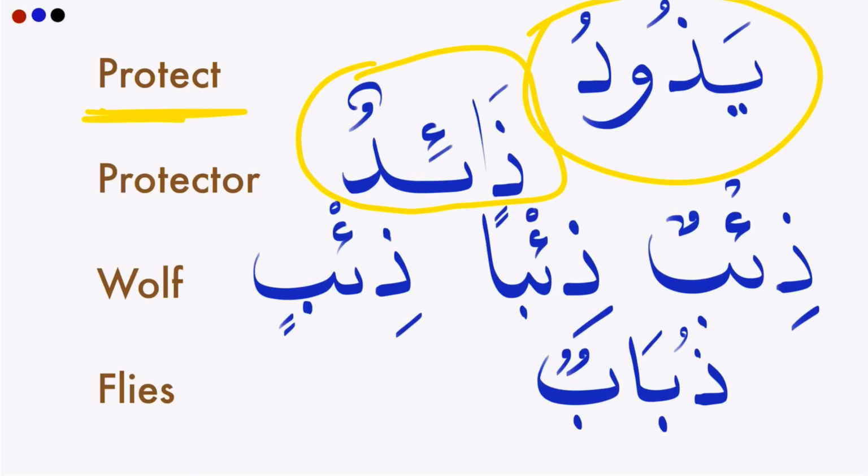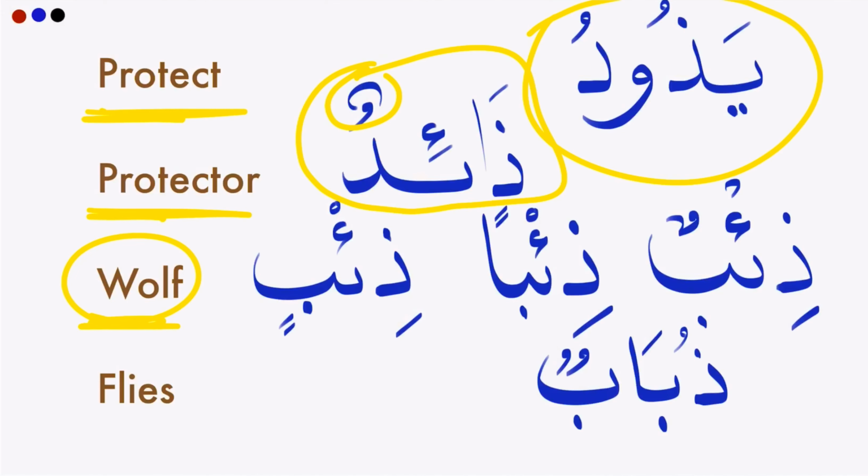How about this one? ذائد. You could change the tanween at the end into tanween fatha, tanween kasra. Remember, when you add tanween fatha, which can happen only at the end, you need to add the silent long vowel alif. ذائد. You can make it ذائدان or ذائدين. A protector, for example, of his country.